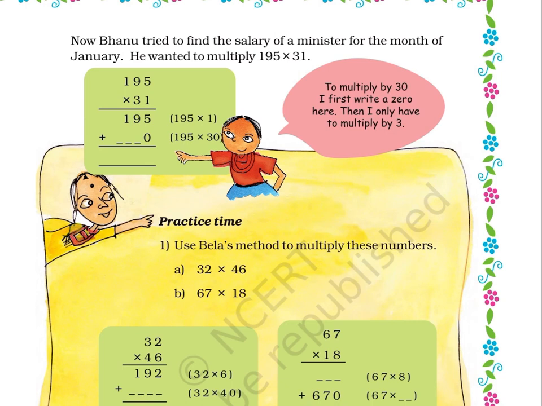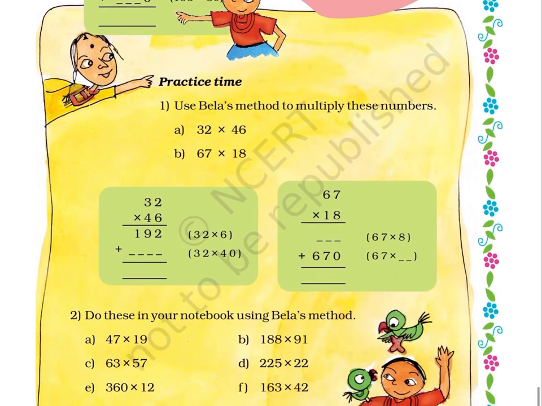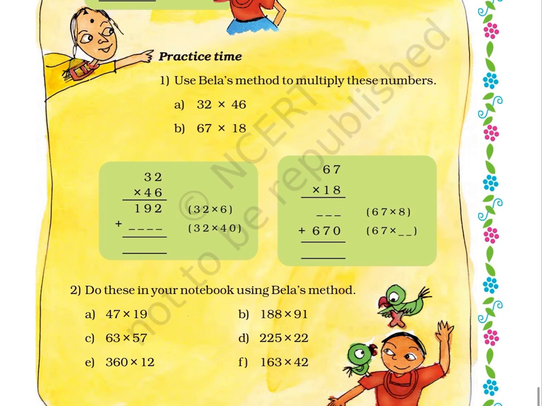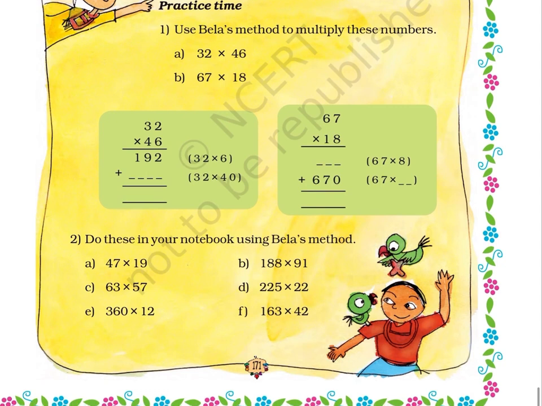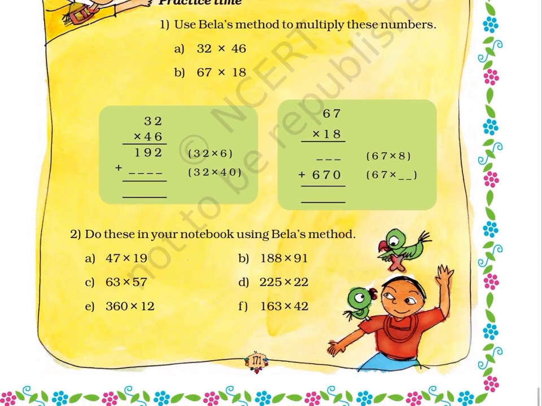Practice time. 1. Use Bela's method to multiply these numbers. A. 32 by 46. B. 67 by 18. We have 2 different boxes in which the calculation has been started for you. Observe it carefully and also look at the breakup of numbers to make things easy. 2. Do these in your notebook using Bela's method. A. 47 multiplied by 19.